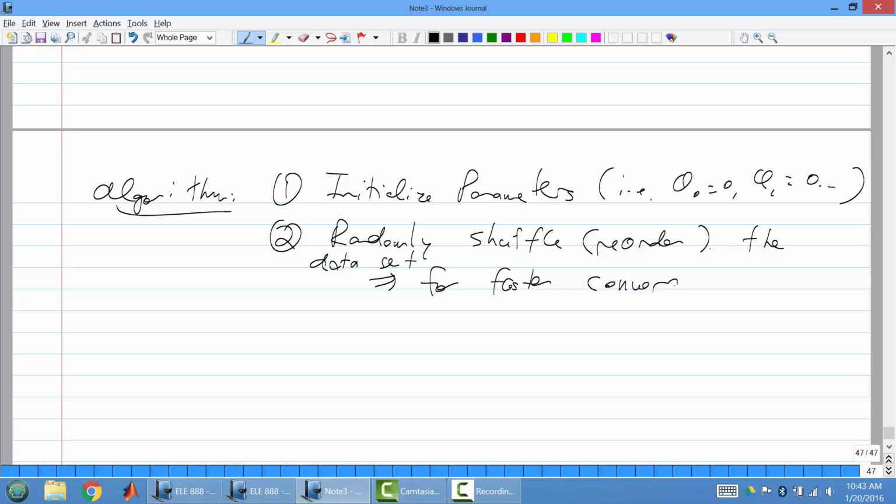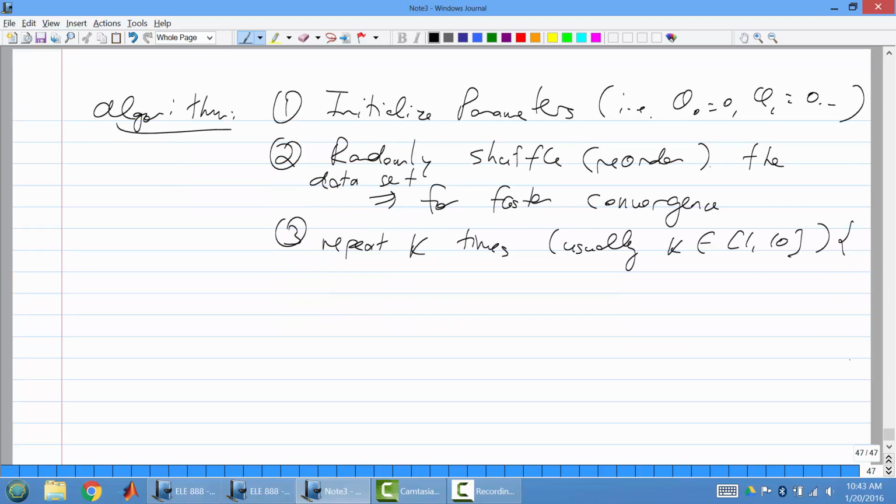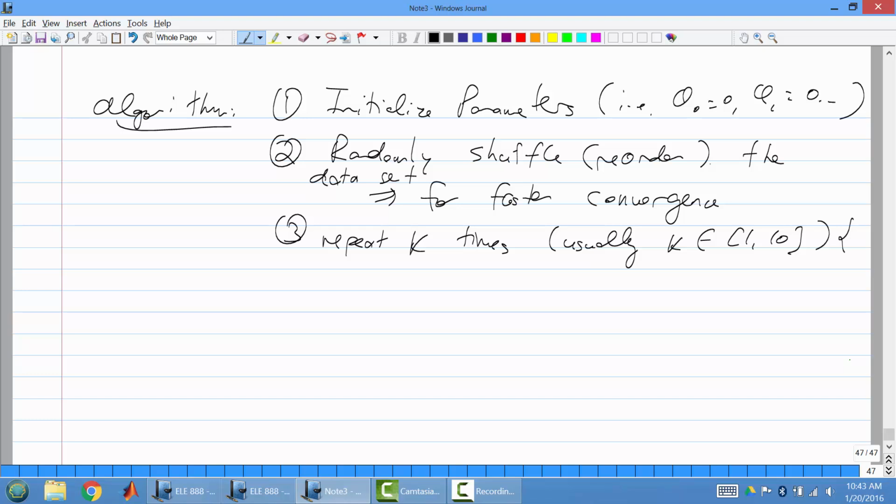I'm almost done. I'm just going to spit this algorithm out for you and then I'll stop. And then step 3 looks like this. You repeat k times, and k is usually between 1 and 10. It just depends on experimentation. Unfortunately, experimentation is all you have to figure out what the best value is.